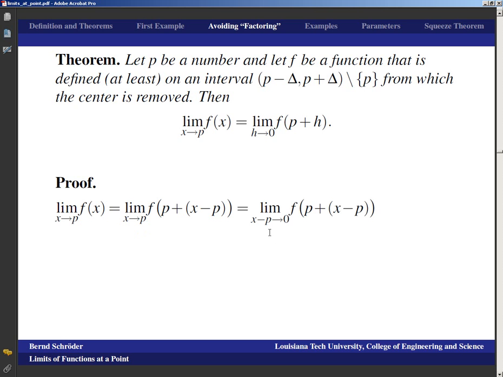That's the limit, of course, now. When x goes to p, then x minus p goes to 0, of the same thing, f of p plus x minus p. And now we just rename x minus p to be h, so this is the limit as h goes to 0 of f of p plus h. And that's already the proof of the whole thing here.